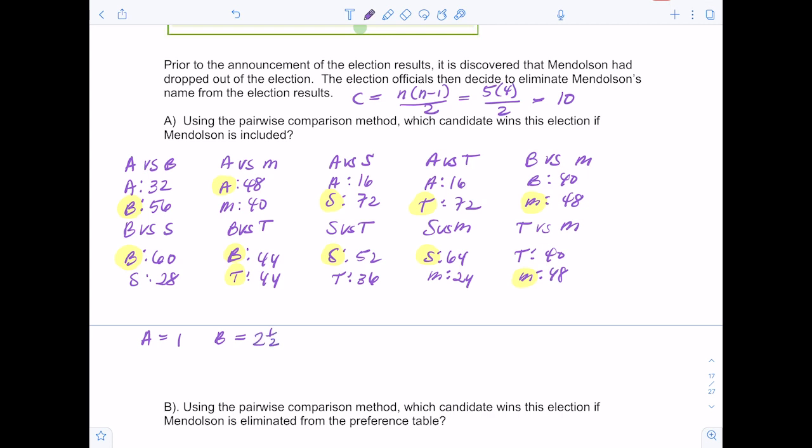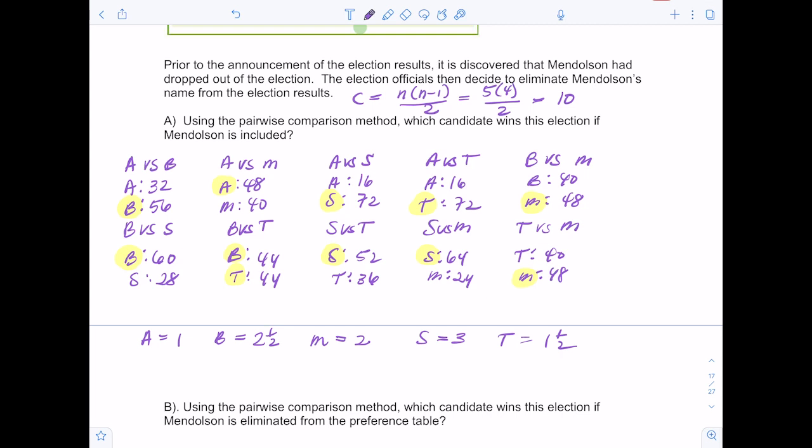Okay, then let's do M next. Did M win at all? M won here, they got 1 point, 2 points. So 2 points for M. Then we have S, which is 1 point and another point. So that's 3 points. So far S is winning. And then we have T, last but not least. So that's 1. And then remember, this is a half a point because it's a tie. So 1.5. So T gets 1.5 points.